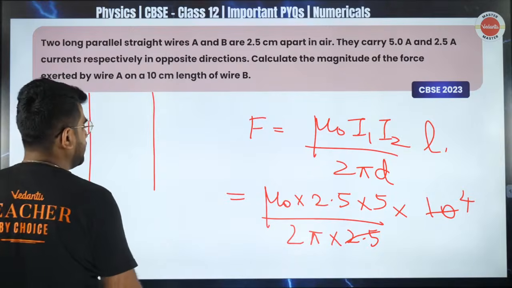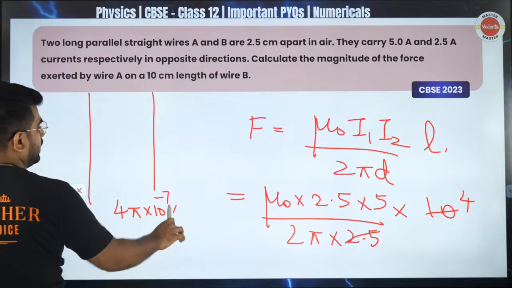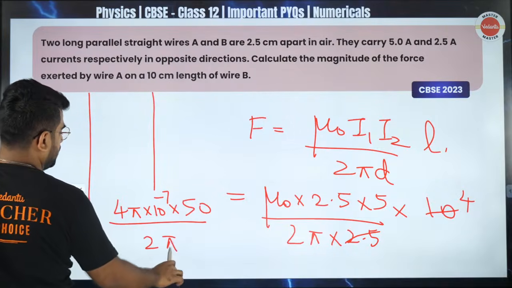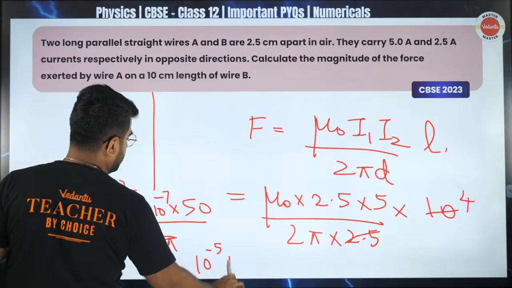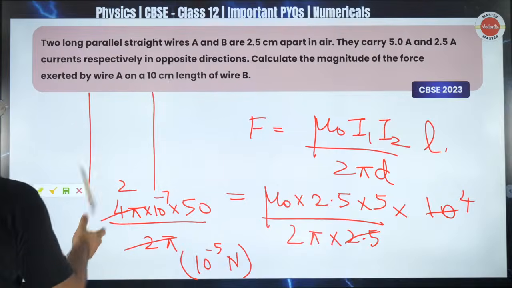It's a simple question. So mu naught is what? Mu naught is 4 pi into 10 to the power minus 7 into 50 by 2 pi. So the answer is 10 to the power minus 5 Newton. That's your answer. Are you all clear? Did you all like it?